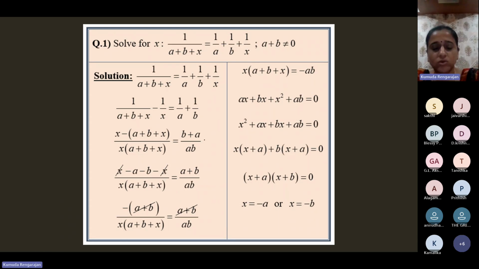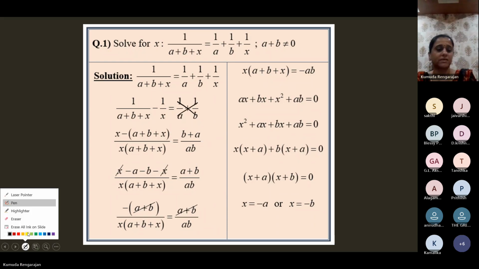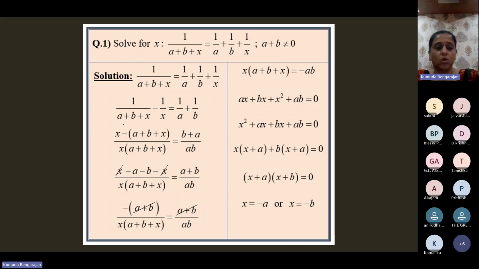Is equal to, here also the common denominator. AB is the common denominator. So b plus a, b plus a. Now open the bracket. Next step, open the bracket. So it will be x minus a minus b minus x. The rest as it is, except that this b plus a, I've written a plus b. That's all. If you don't write that, it's fine. If you write b plus a as it is, it's fine.